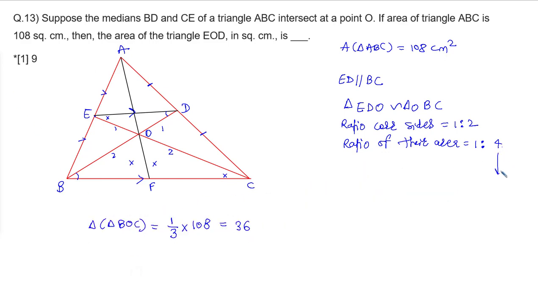So this 4 represents 36. So this 1 represents how much? The ratio of the area of the triangles is 1:4. 4 represents 36, 1 represents how much? The answer is 9. So the area of triangle EDO, that is the area of triangle EOD, is equal to 9 centimeters square.